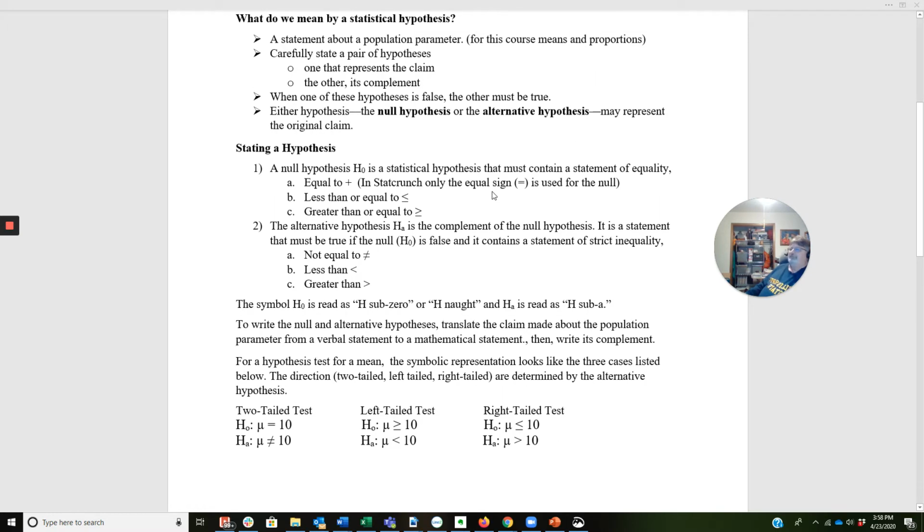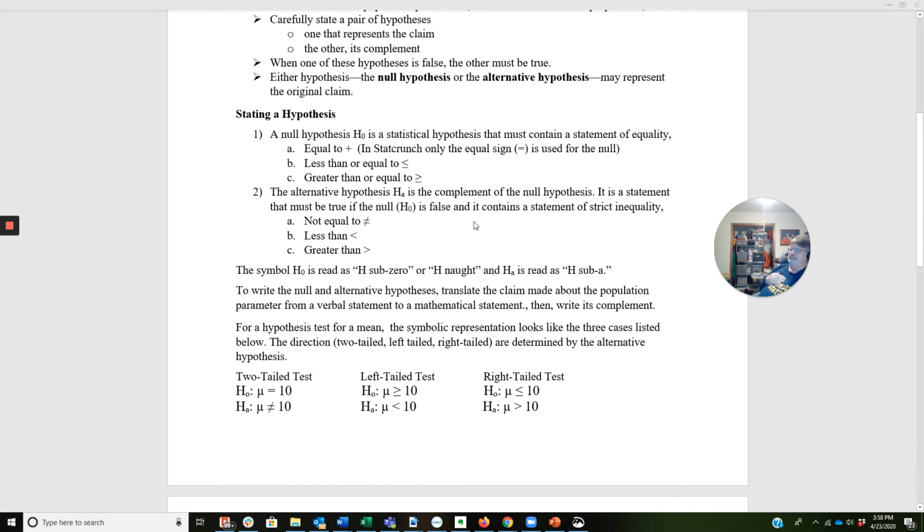The alternative hypothesis is the complement of the null hypothesis. It is a statement that must be true if the null, H naught, is false, and it contains a statement of strict inequality. So it could be not equal to, it could be less than, it could be greater than. Those are the only options. These are the only options for the null up here, and these are the only options for the alternative here. The symbol H naught is read as H sub 0 or H naught, and HA is read as H sub A. It's a subscript of A.